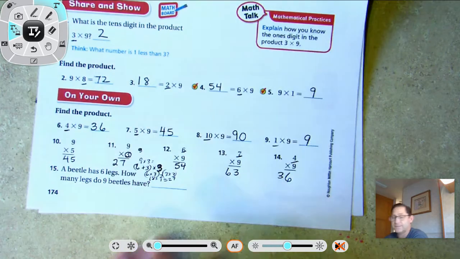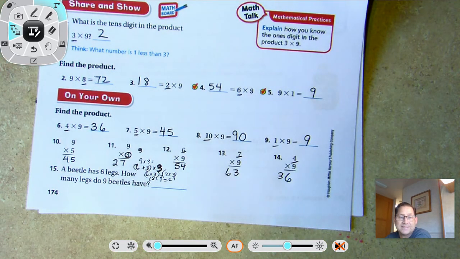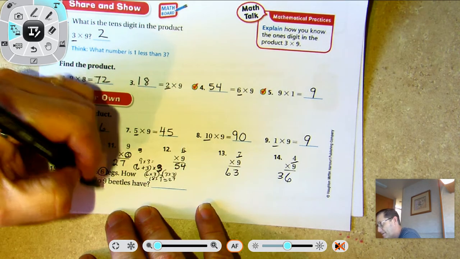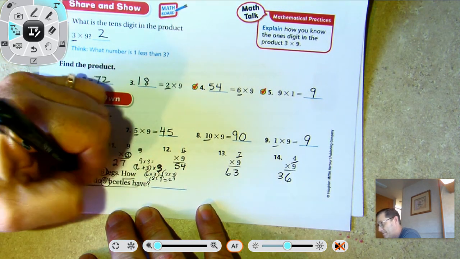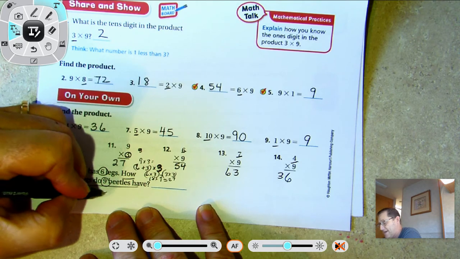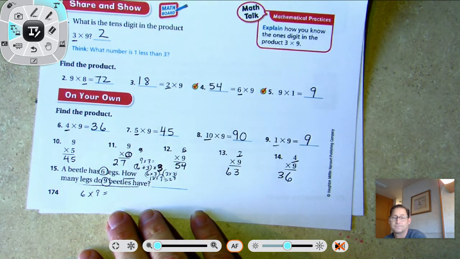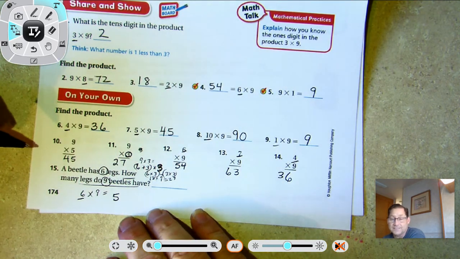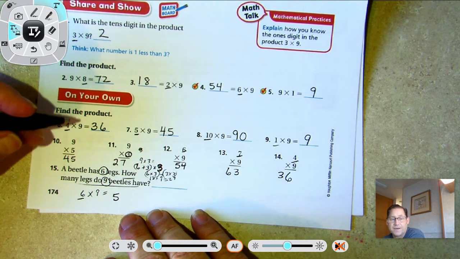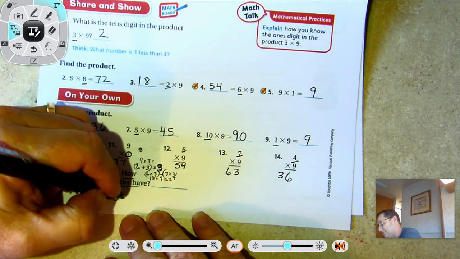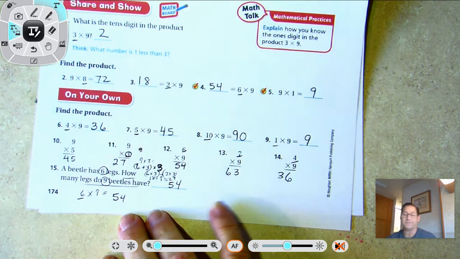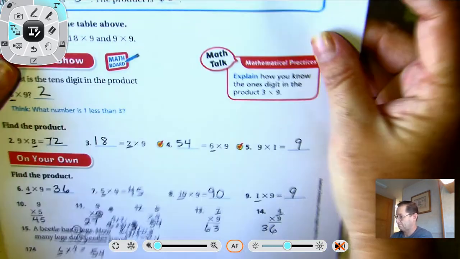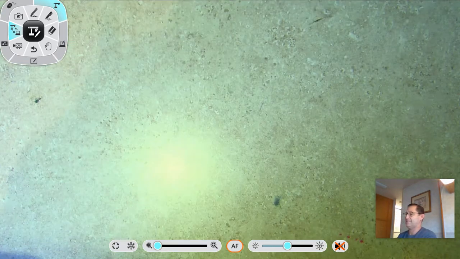So 36. A beetle has 6 legs. How many legs do 9 beetles have? So that's 6 times 9. 9 beetles, 6 legs. I know my answer has to be 1 less. The tens digit has to be 1 less than what I'm multiplying by, and it has to add up to 9. So 54. All right, 16.